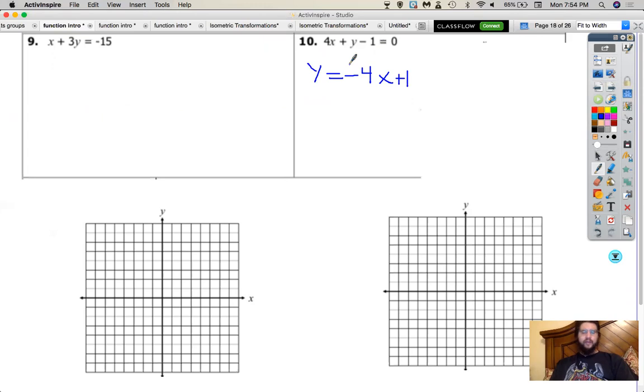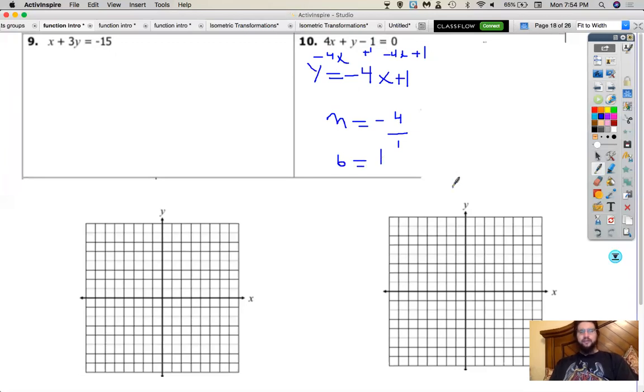Done. All I do is subtract 4x from both sides. I added 1 to both sides. And that's what we came up with. And it's negative 4, which again we can put over 1. And the y-intercept is 1.